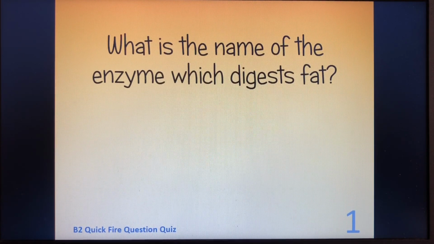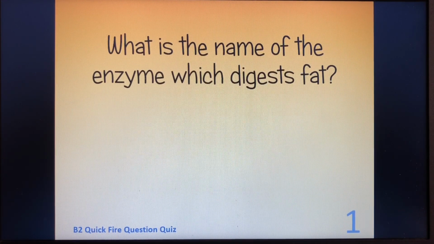First question, what is the name of the enzyme which digests fat? If you're playing on your own, you can shout at the screen. You can use a mini whiteboard if you have one, or you can just write your answers down, or just, like I say, shout at that screen with your answer.